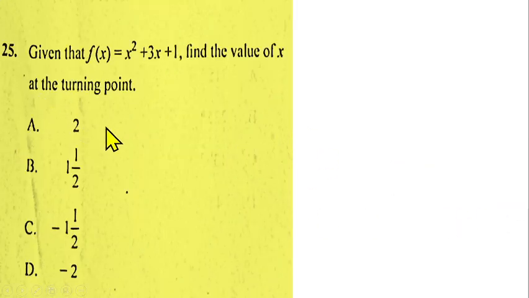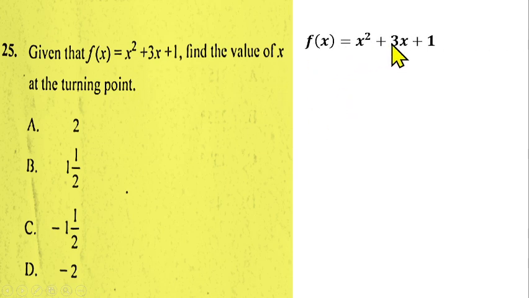Question number 25 is from the differential calculus as well, the application of differential calculus. We have to find the value of x using the turning point of this curve. We are given f of x to be x squared plus 3x plus 1, which is a curve. So from there we know that f of x means y, so you have y equal to x squared plus 3x plus 1. So you can differentiate y with respect to x. That means you have dy/dx will be 2x plus 3.